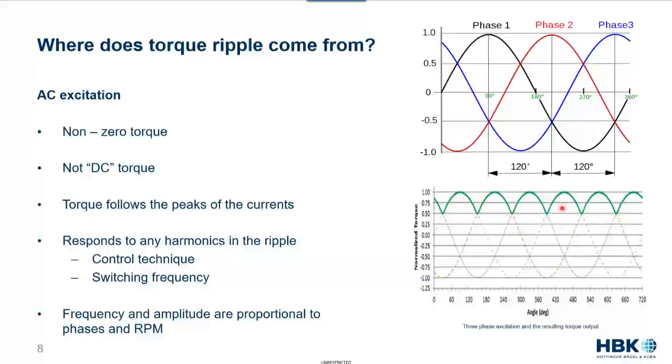oscillatory behavior. The frequency of the torque ripple is also going to be proportional to the RPM, to the speed of the motor. So the faster the fundamental frequency of the current, the faster the oscillations of the torque ripple. And the more phases there are in the system, the more ripples there will be per mechanical rotation. So a 6-phase machine will have twice as many ripples in one rotation as a 3-phase machine. The number of phases will also have an effect on the amplitude of the torque ripple. The more phases you have, the less amplitude you have there in the oscillation.